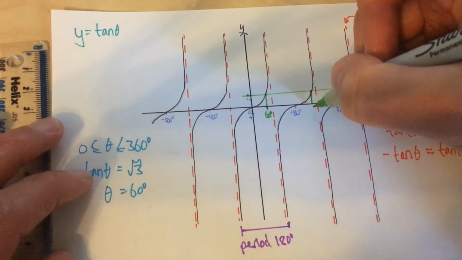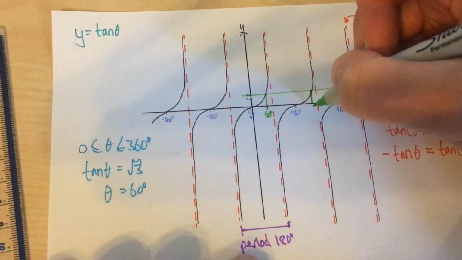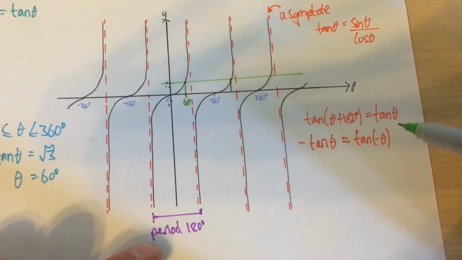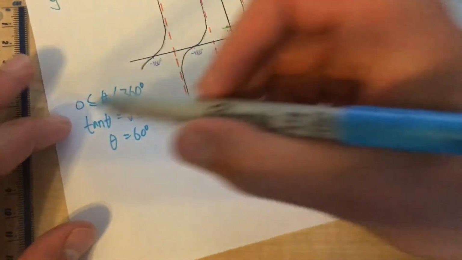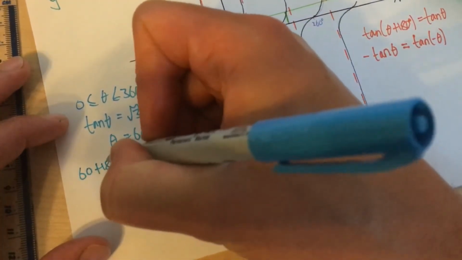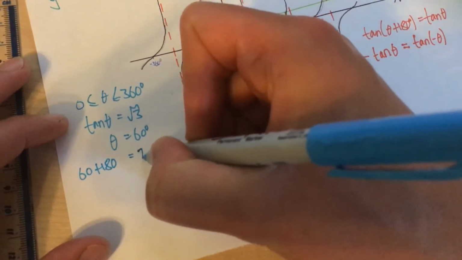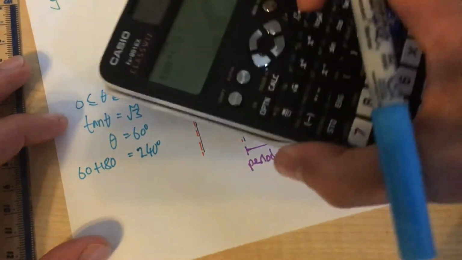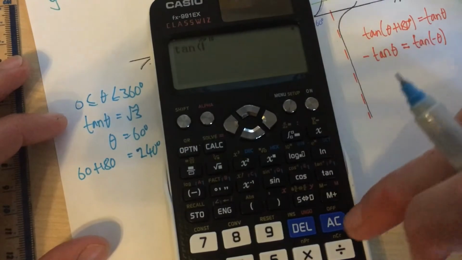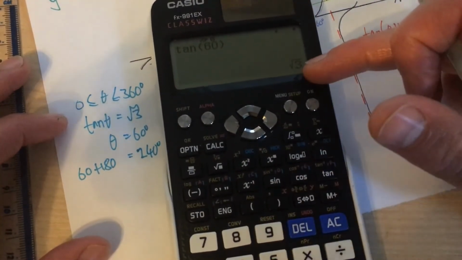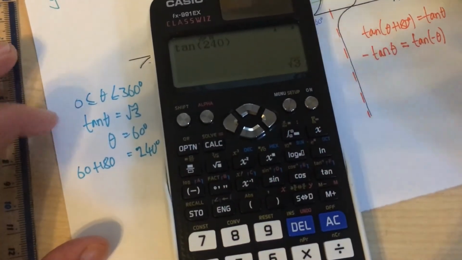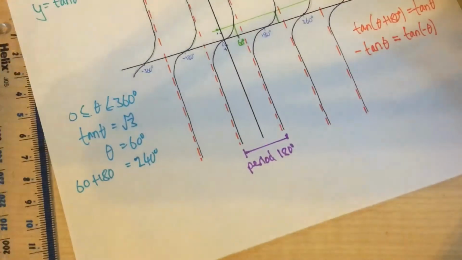Now we know that tan has a period of 180 degrees, and we said over here that tan of theta plus 180 equals tan of theta. So to find a second solution in this range, we can do theta, which was 60 degrees, plus another 180. So that will give us 240 degrees. And to check that, we can put it back into our calculator as a function of tan. So tan of 60 equals root 3. Great. Tan of 240 equals root 3. Brilliant. That's exactly what I was after.